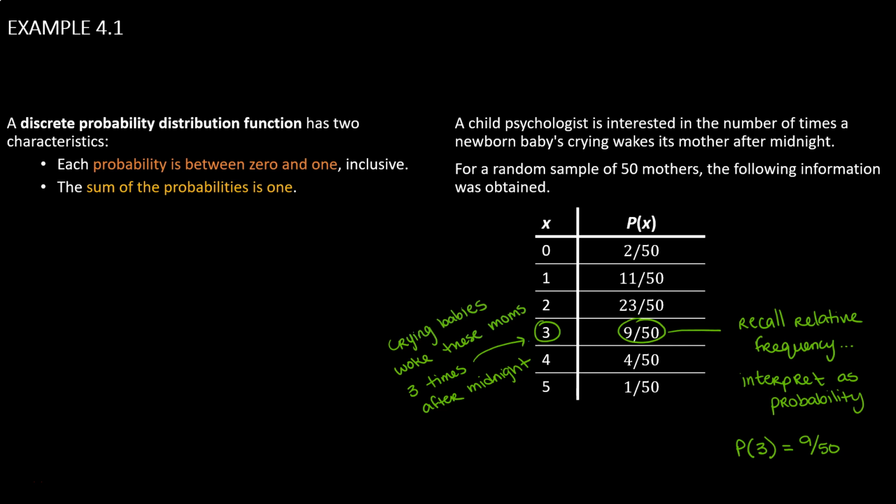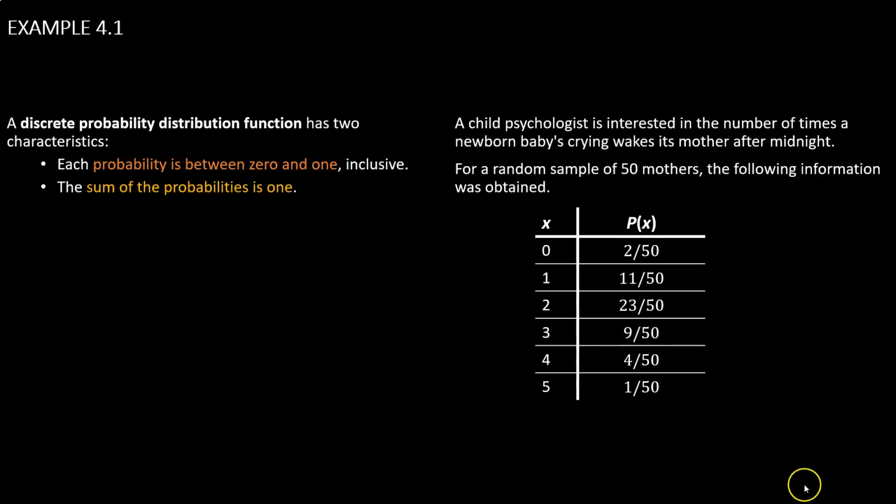In order to be a probability distribution function, you have to have 2 characteristics. First, every probability in the table has to be a number between 0 and 1 inclusive, meaning all of our probabilities have to follow the same probability rules as before. Any probability must be at the very minimum equal to 0 and at the very maximum equal to 1. So we check every probability in our probability column and make sure that all of those fractions are equal to a number between 0 and 1, including 0 and 1.